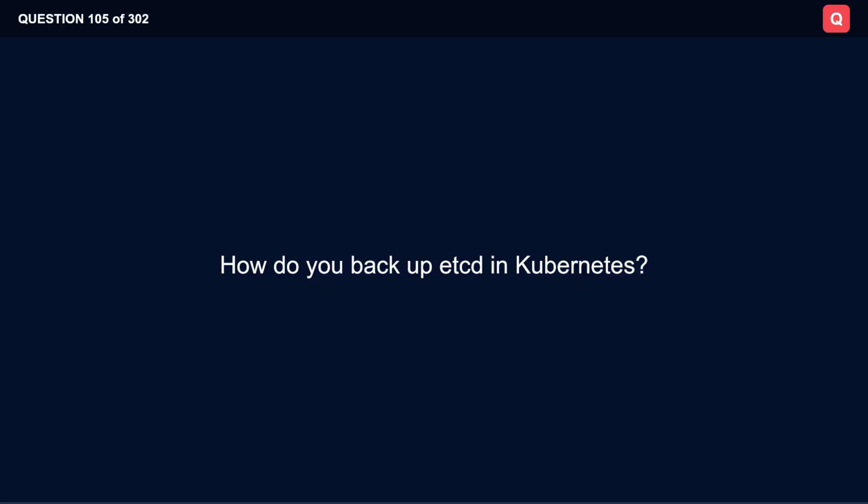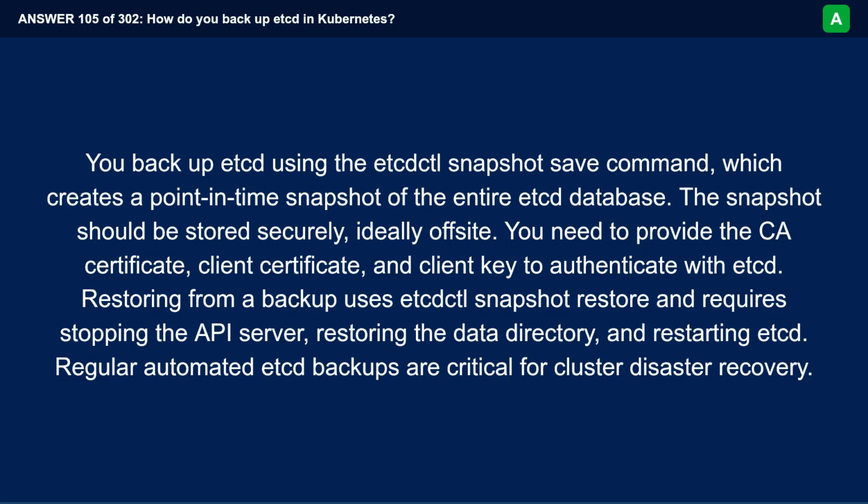How do you back up etcd in Kubernetes? You back up etcd using the etcd snapshot save command, which creates a point-in-time snapshot of the entire etcd database. The snapshot should be stored securely, ideally offsite.